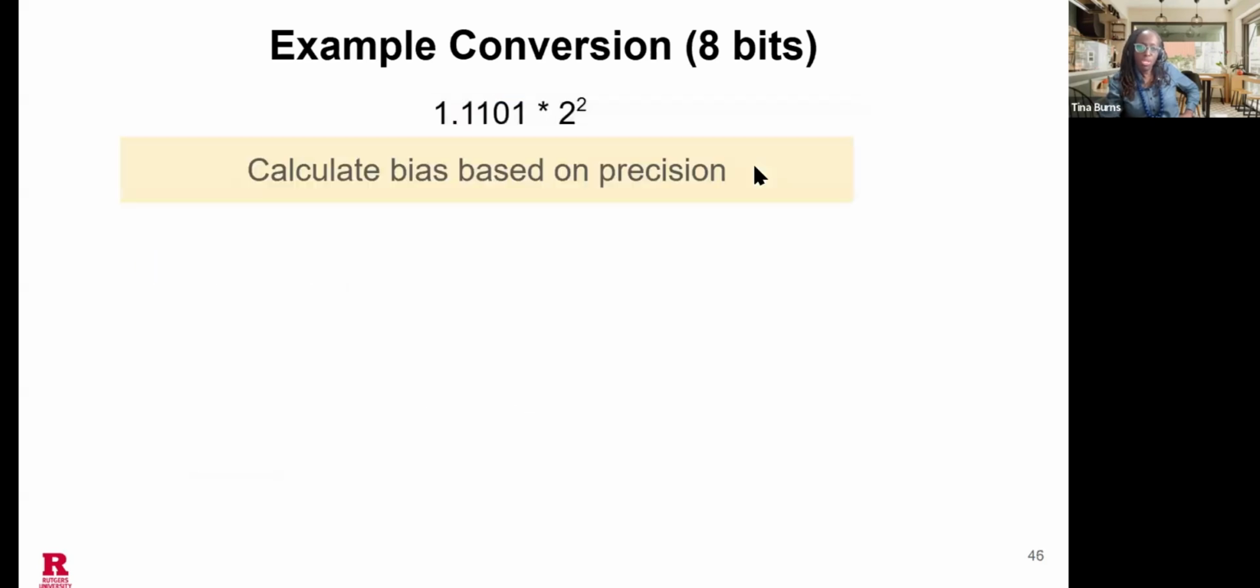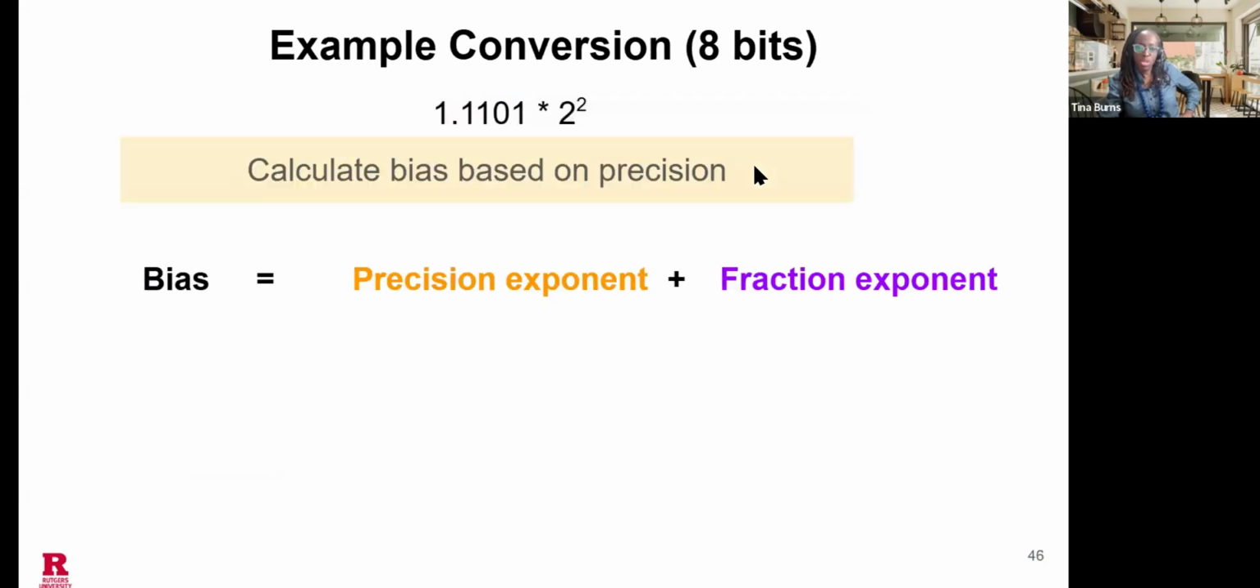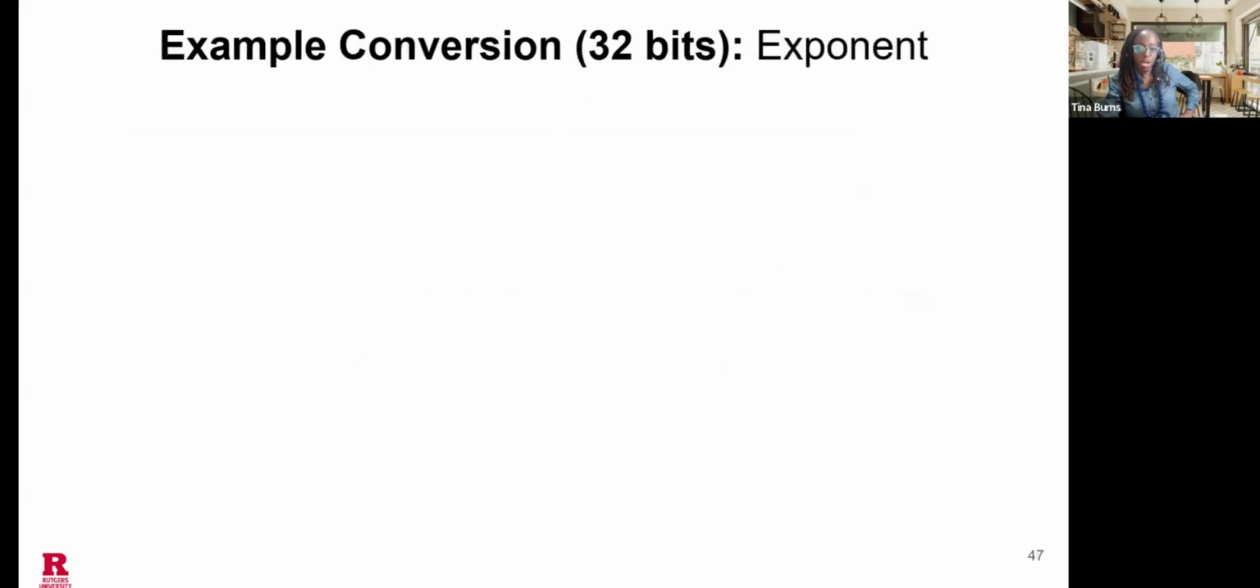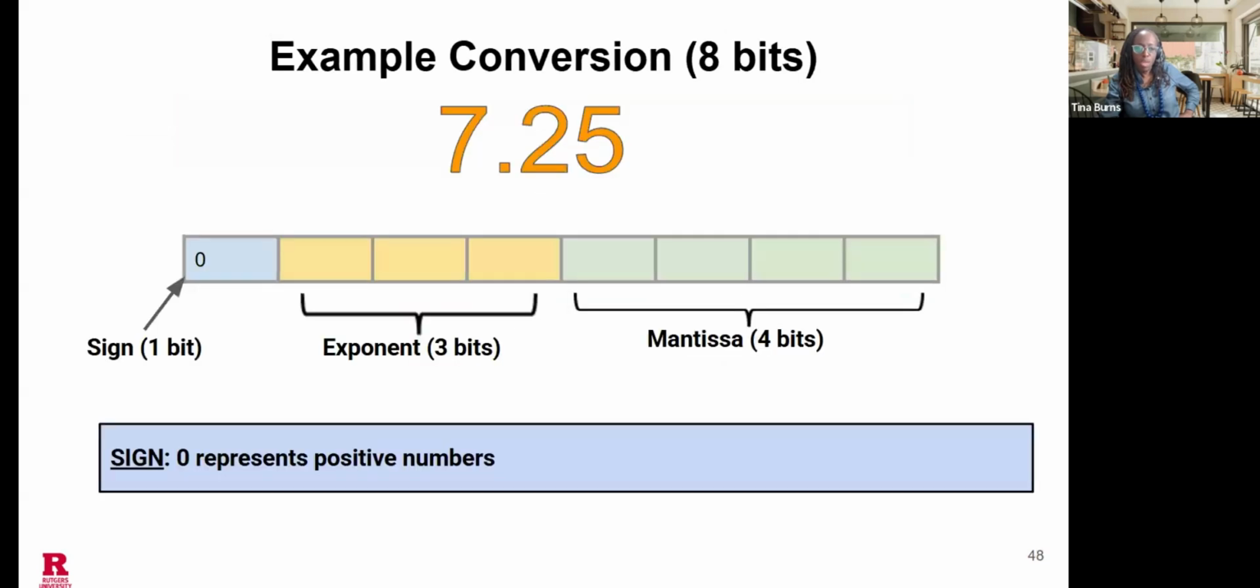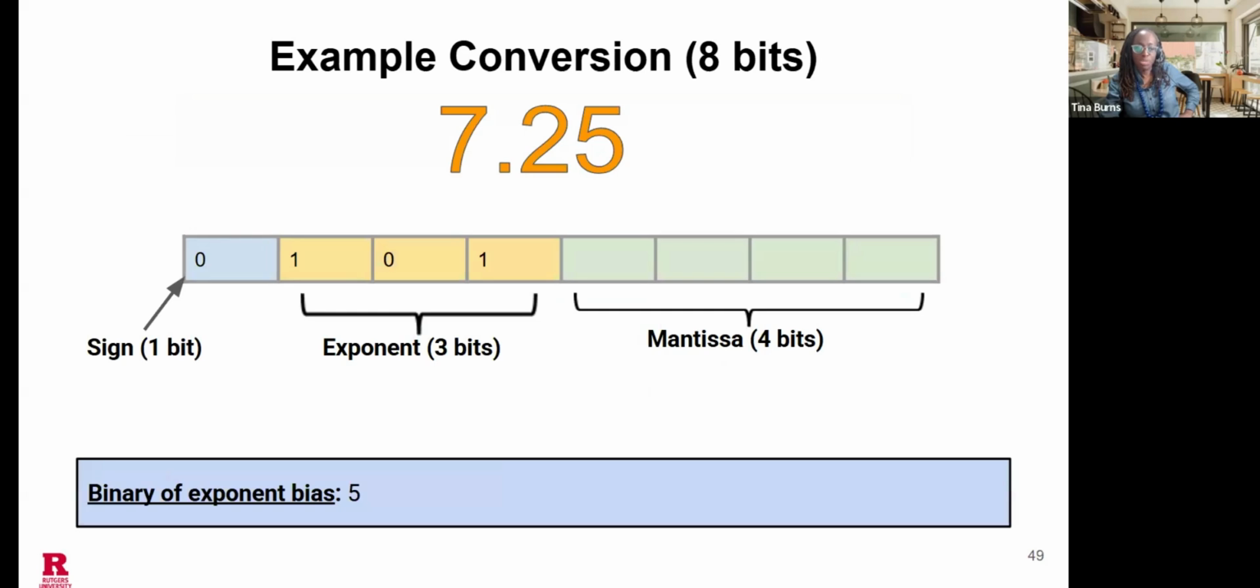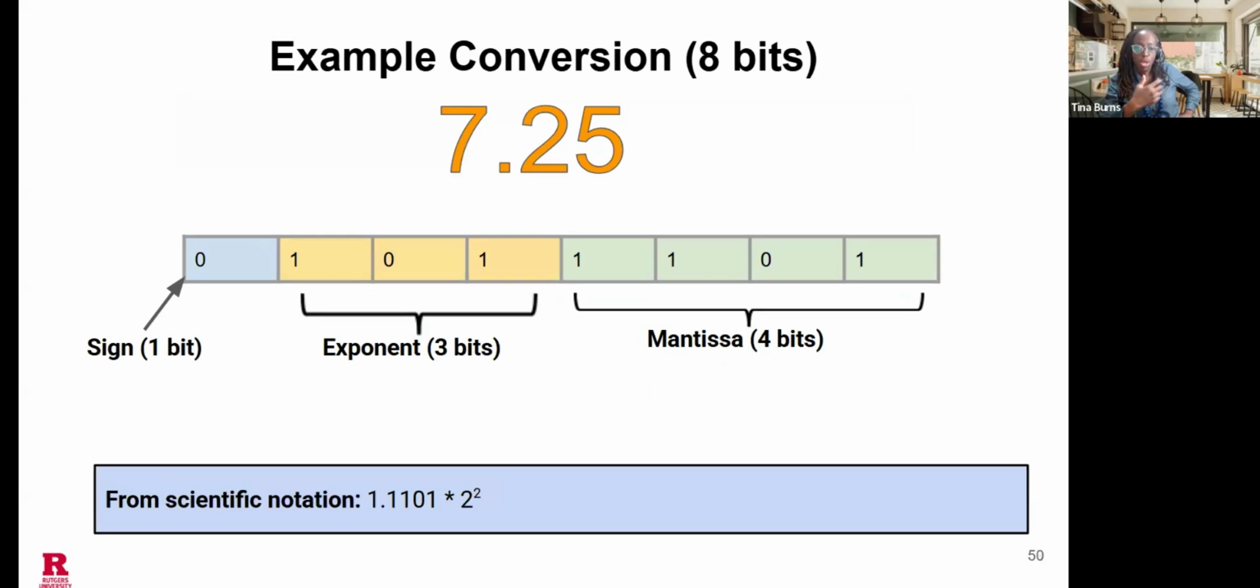Now, when we come over here, we want to see what the bias is. We take our precision exponent and add the fractional exponent to that to get a value of 5. That will determine what your bias is. Then we need to convert that to binary. The binary conversion for 5 is relatively simple, 101. Now we have that for our exponent bits. We already calculated the mantissa from before, so this is our 4 bits for the mantissa.